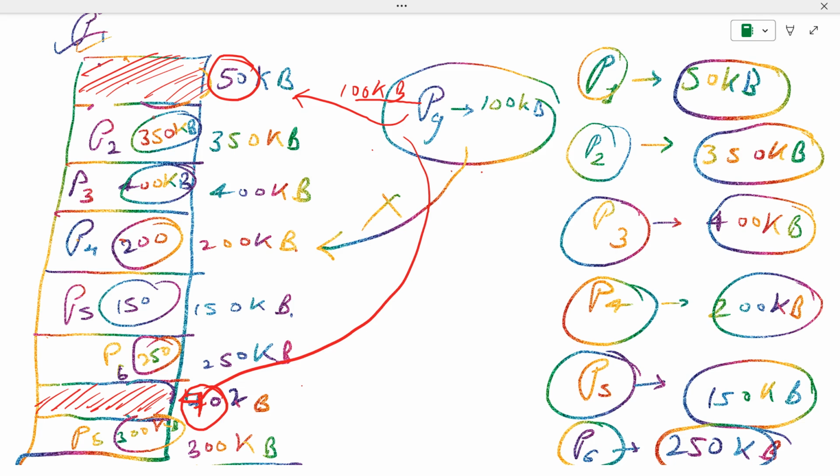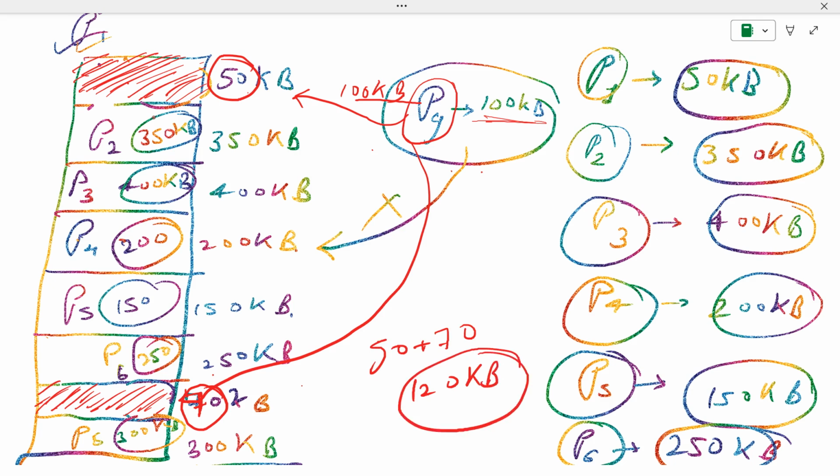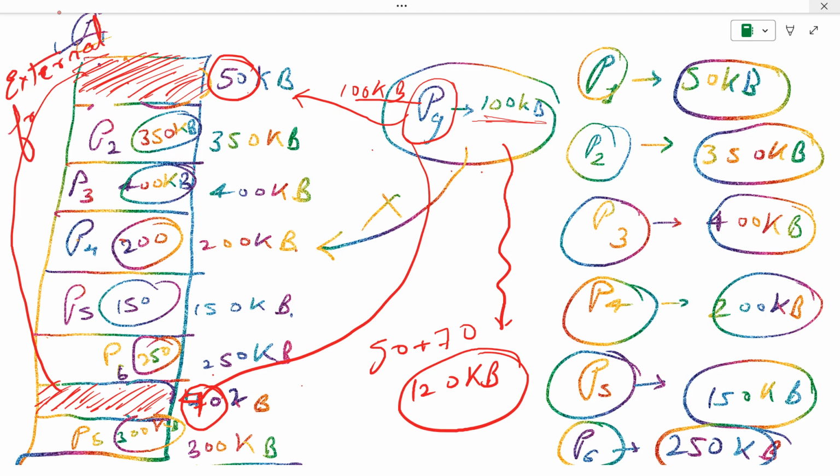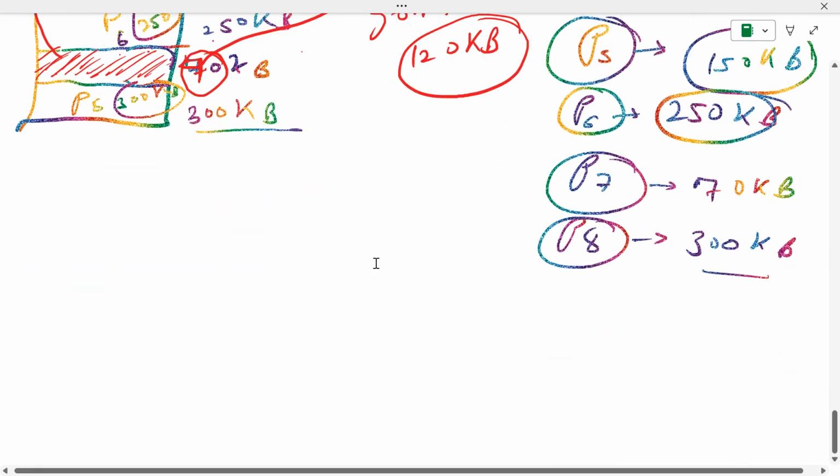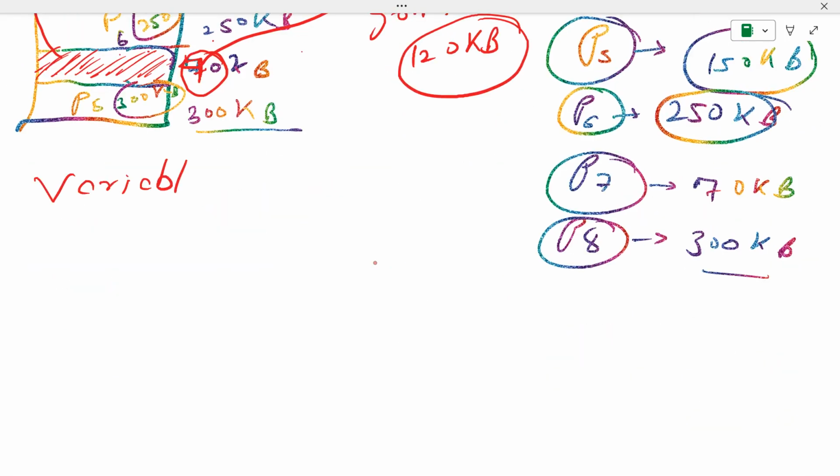So even though the process requires this space, we can't join these two spaces together and accommodate 100 kb, because altogether we have 50 plus 70, that is 120 kb of unused space, and we can't use it for this process, because both are in different partitions, right? This unused space is called external fragmentation. This is definitely not internal fragmentation. This is external fragmentation, because although we have space left, we can't allocate any process to it. So the problem with the variable partition scheme is that external fragmentation comes into the picture.